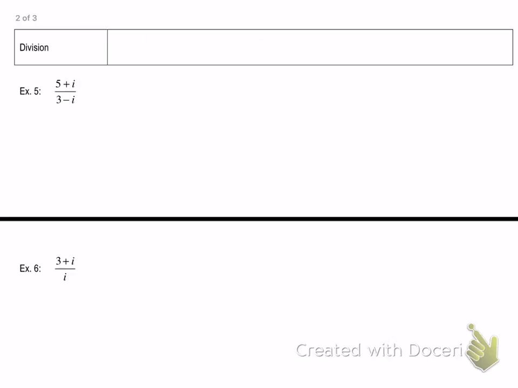Okay, so when we're dividing complex numbers, if you look at example 5, we have 5 plus i divided by 3 minus i. And sort of like radicals, we can't leave radicals in the denominator. This is the same. We can't leave imaginary i's in the denominator. So what we're going to do is multiply the fraction by the complex conjugate.